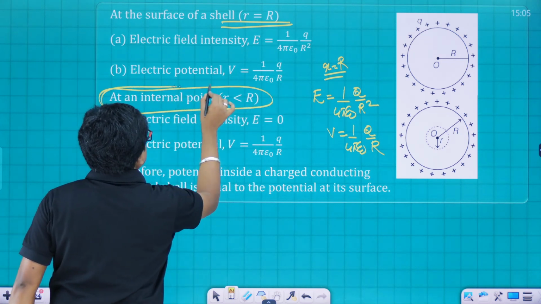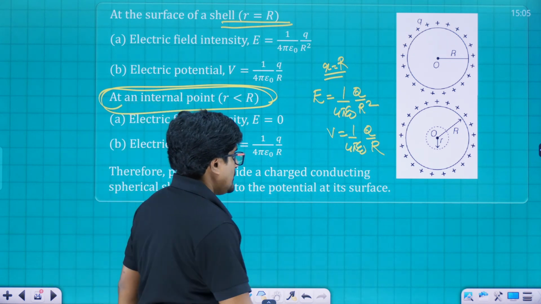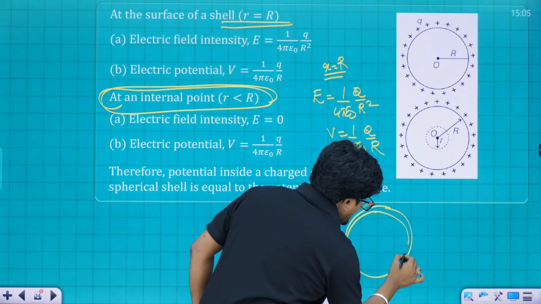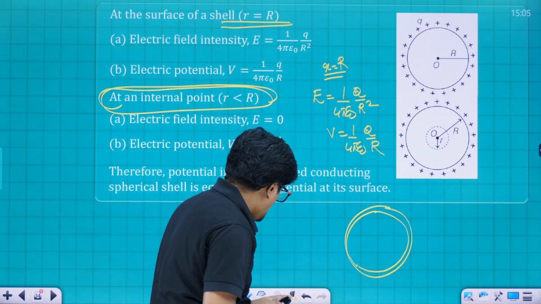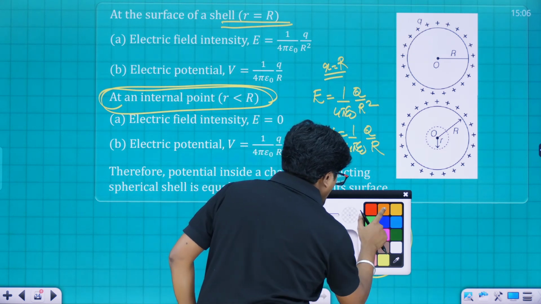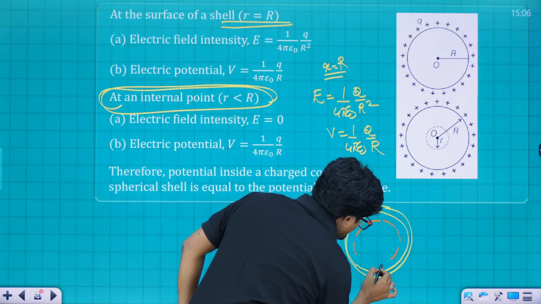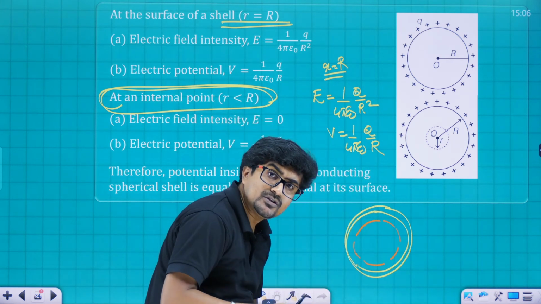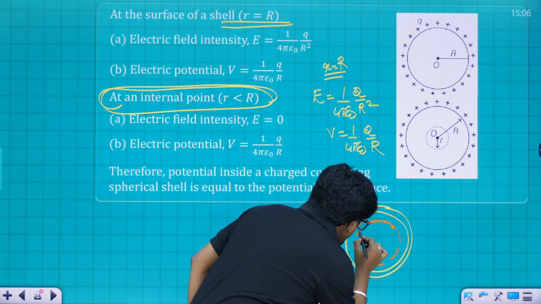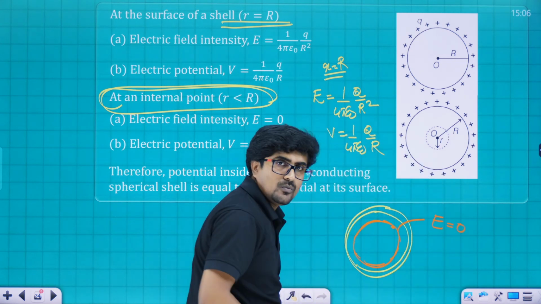Okay. Next, if we are having a point inside, there you need to be a bit careful. If you are considering electric field, just try to recall Gauss theorem. This time if I am having a surface here, you don't have any charge distribution inside. I repeat, you don't have any charge distribution inside, which means the charge enclosed by this Gaussian surface is 0, which means electric field E needs to be equal to 0.